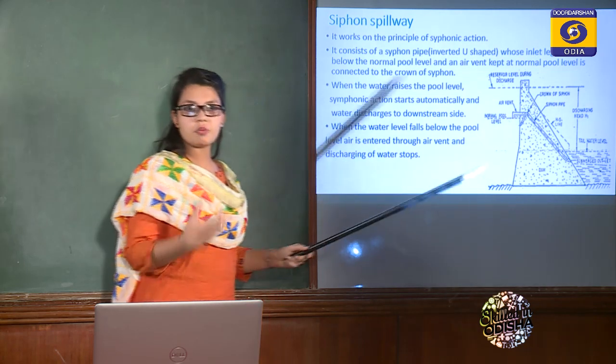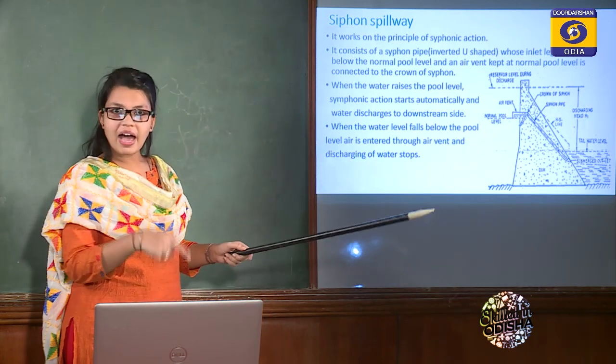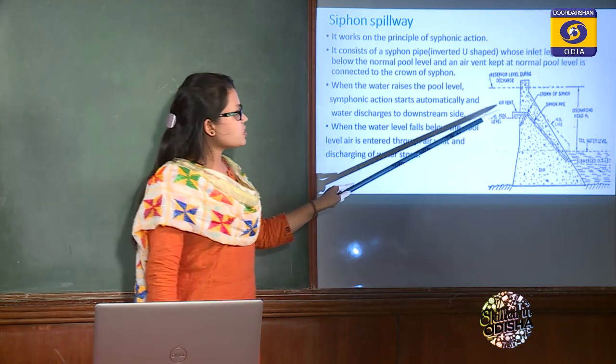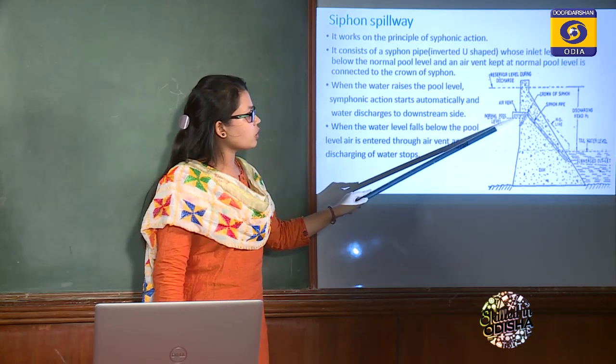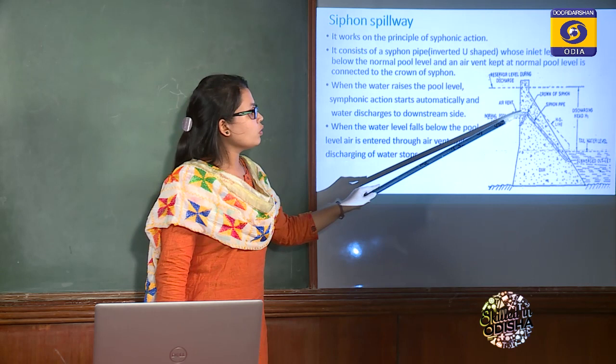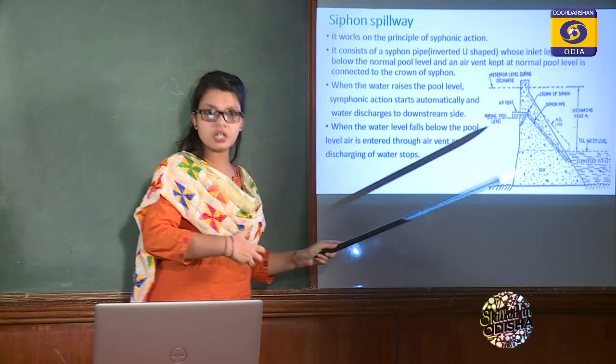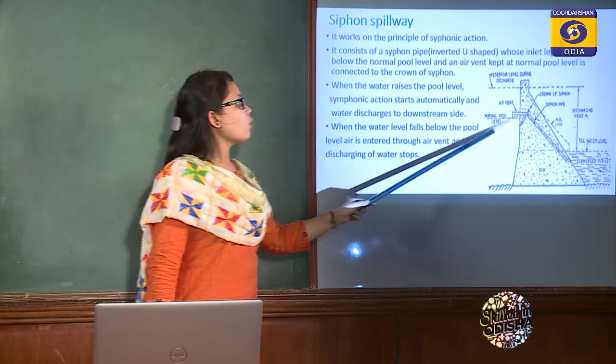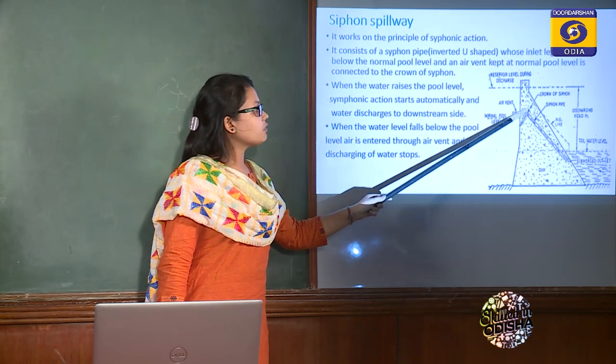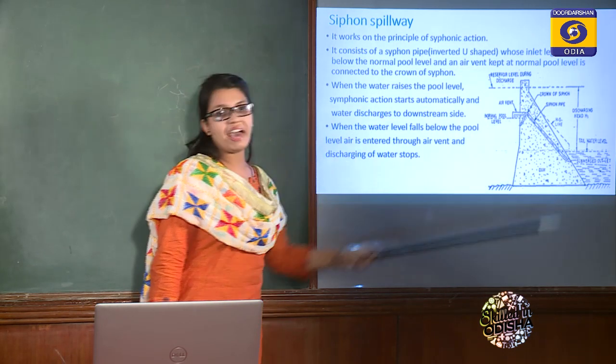So whenever there is a pressure difference, water will flow from high to low pressure. For that reason, the atmospheric pressure will push the water through this point and up to this highest point. So there will be a suction pull, and once the water reaches this, it will flow to the downstream end by the action of gravity.